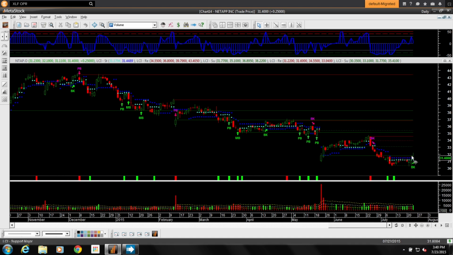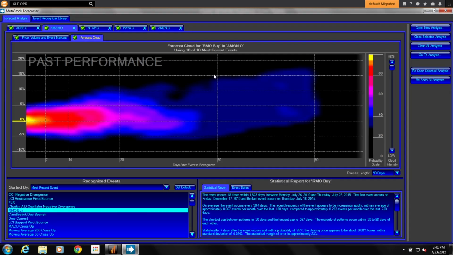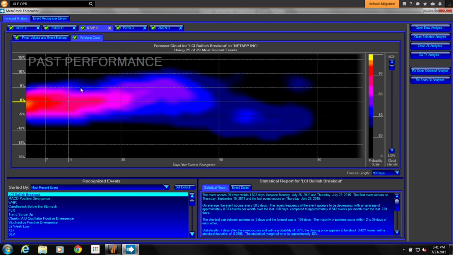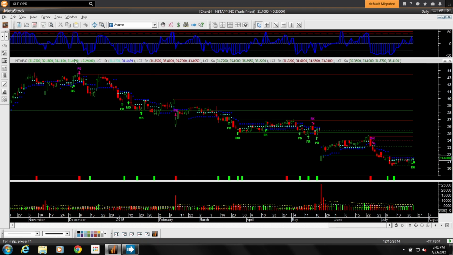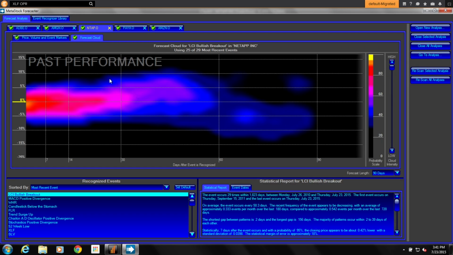So what we have here is what's called a bullish breakout. So we have a bullish breakout right here. And what we're going to do is go over into the forecaster and see what happens when we have these bullish breakouts. So we're looking at NetApp here, which is what we were looking at here.